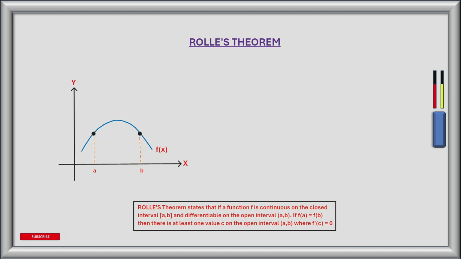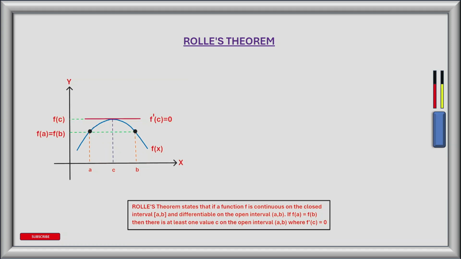Intuitively, this means that you can draw the function without taking your pen off the paper, so there are no jumps or holes in the function. Please check out my video on how to identify continuous and discontinuous functions. Next, it says the function must be differentiable on the open interval, which means that tangents to the curve must exist on the open interval at every point.